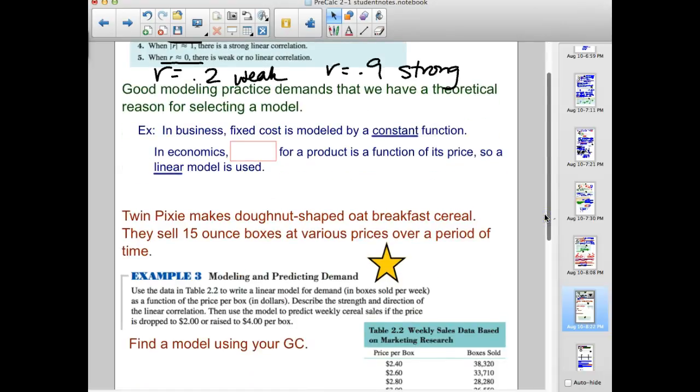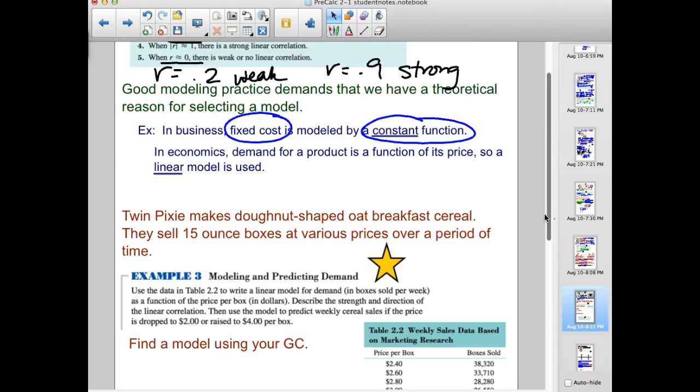When we talk about fixed costs, for example, a business has fixed costs. Maybe it's the rent of the building. Every month they're going to pay the same amount for the rental. Okay, that's a fixed cost. It is constant. You're just saying cost equals $3,000 a month. That's fixed.